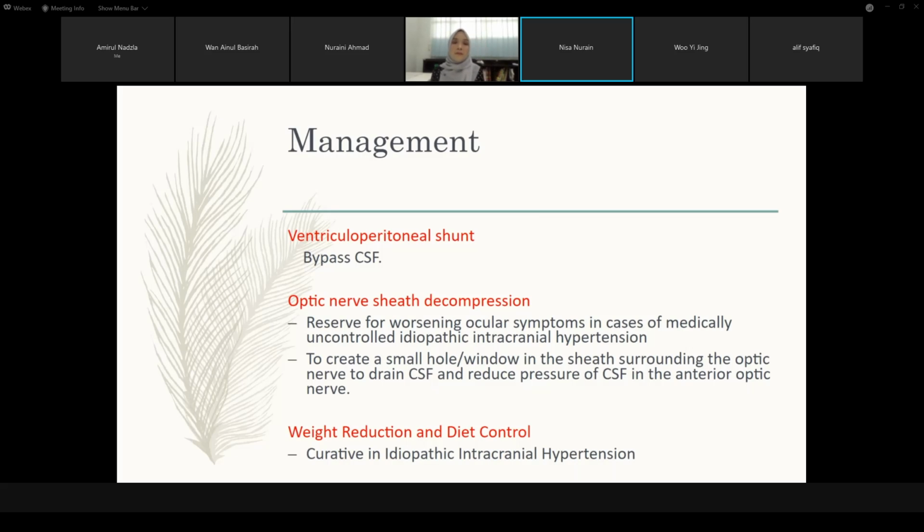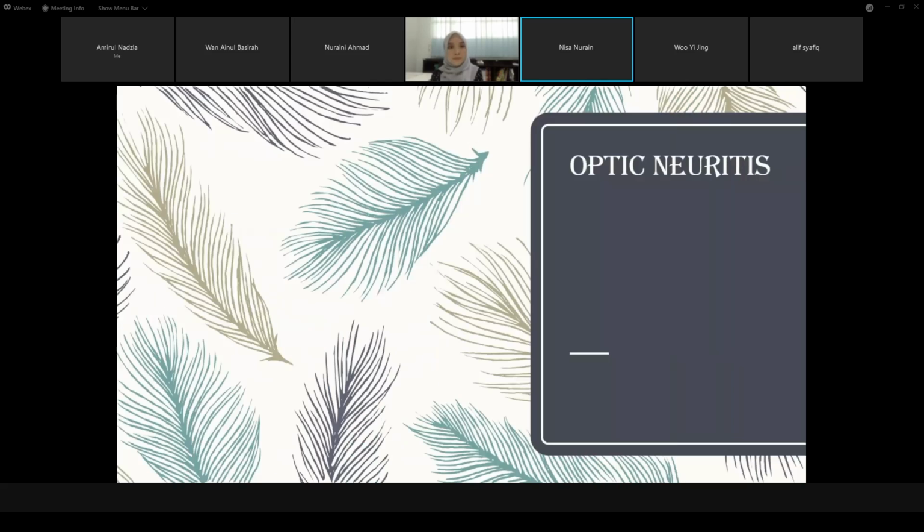Kita reserve for worsening ocular symptom in case of medically uncontrolled idiopathic intracranial hypertension, to create a small hole or window in the sheath surrounding the optic nerve to drain the cerebrospinal fluid and reduce pressure in the anterior optic nerve. And then the weight reduction and diet control is curative in the idiopathic intracranial hypertension. And then that's all. Okay, any questions on Nisa's presentation?